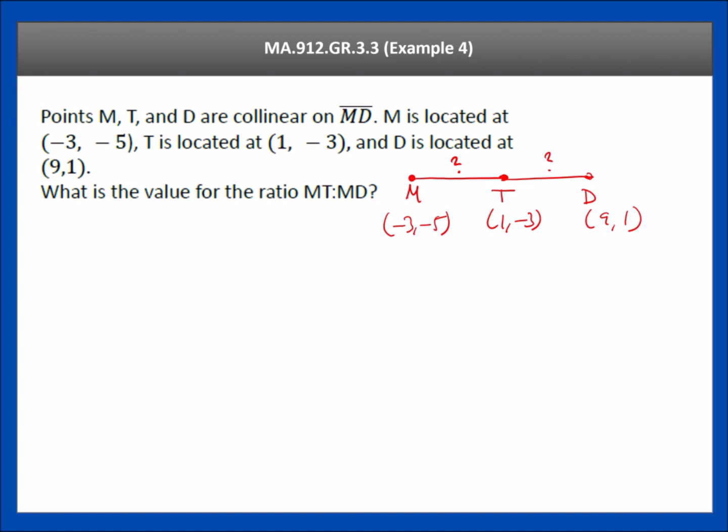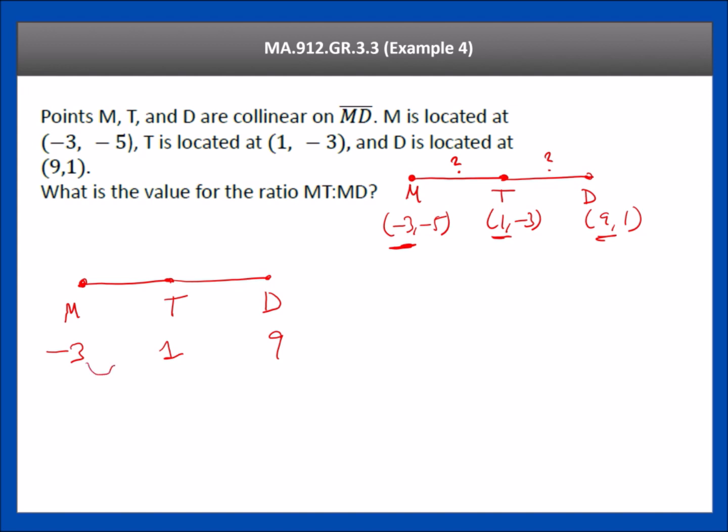So what we're going to do is try to find m and n here. The best way that I've found to do this is to focus on one of the coordinates. So let's just focus on x. You can pick either x or y, but just focus on the x coordinate.